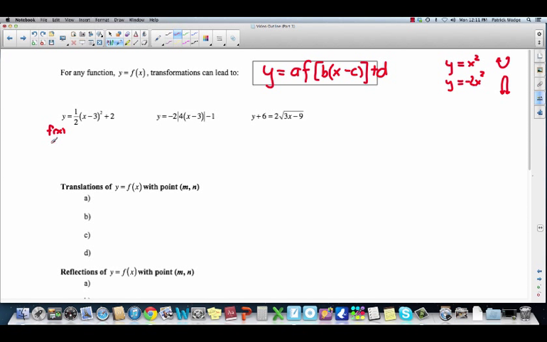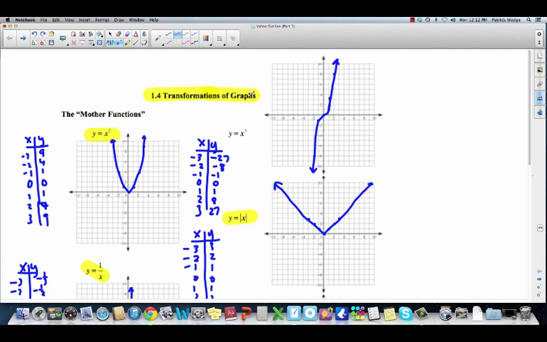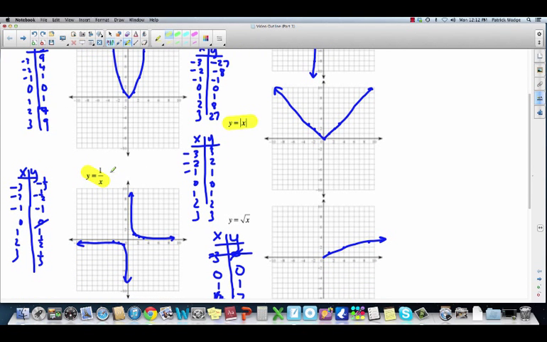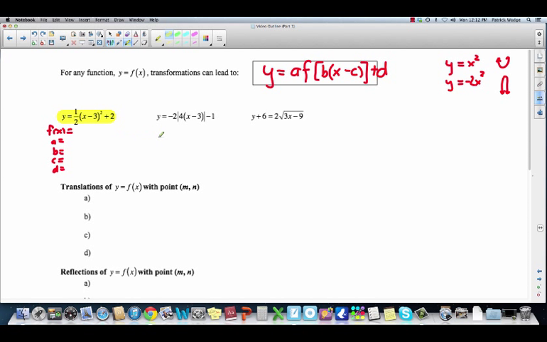So the first thing I want to do here for these three questions is identify what is f of x, what is a, what is b, what is c, and what is d. So you're comparing it to this and figuring out what each of these things are. What I mean by f of x is, if you look at this equation right here, what's the function that's being used? Which one of these mother functions is coming into place? Is it y equals x squared? Is it y equals x cubed? Is it y equals the absolute value of x? Is it y equals 1 over x? Or is it y equals the square root of x? Which one of those things do you see in there?